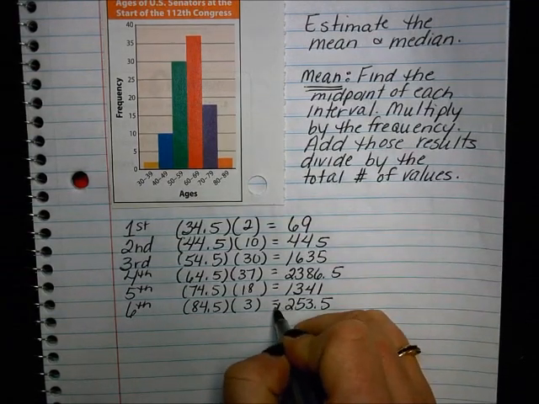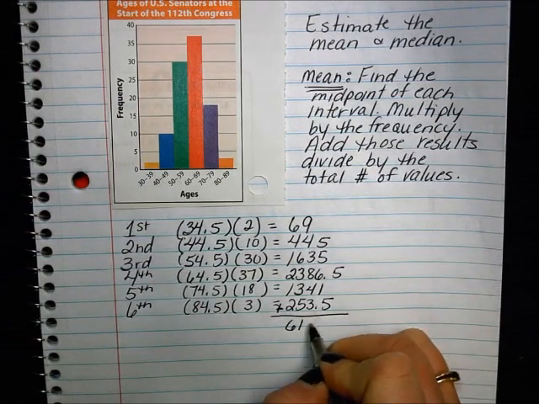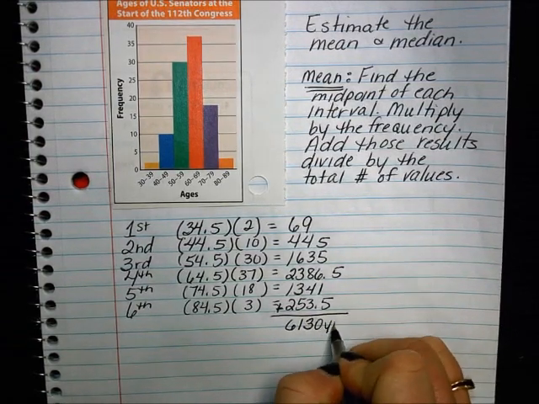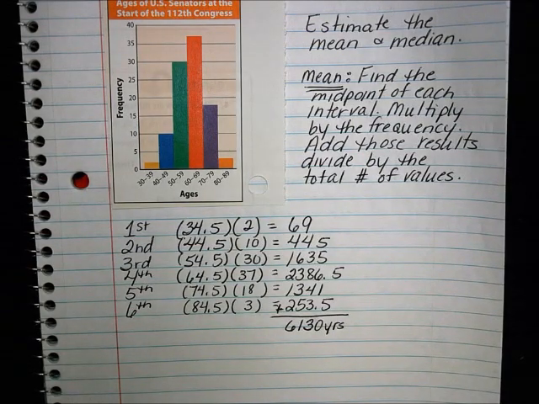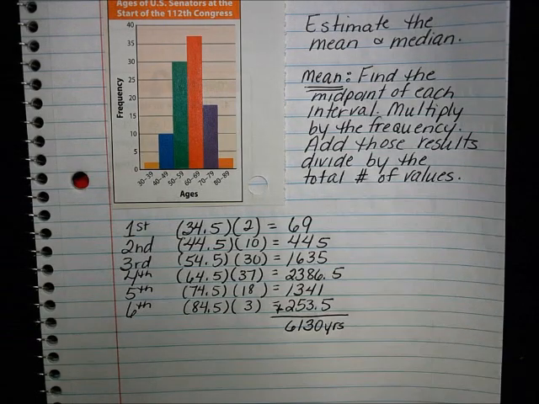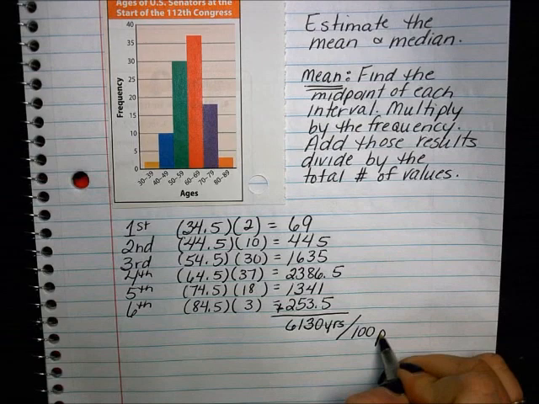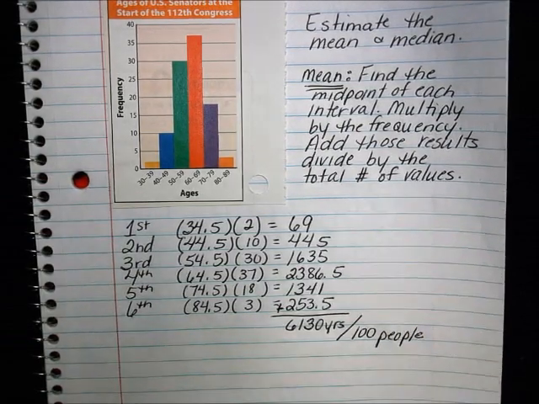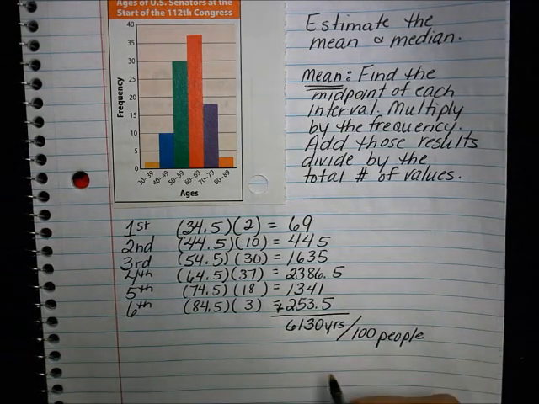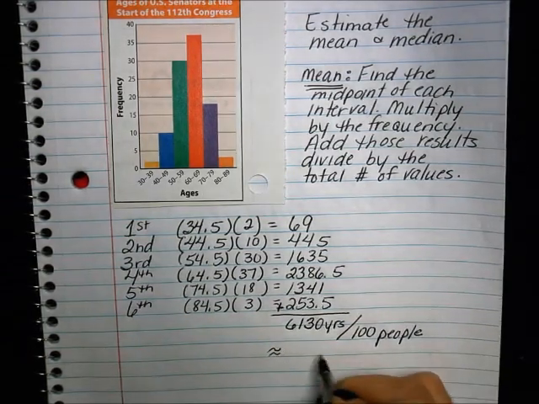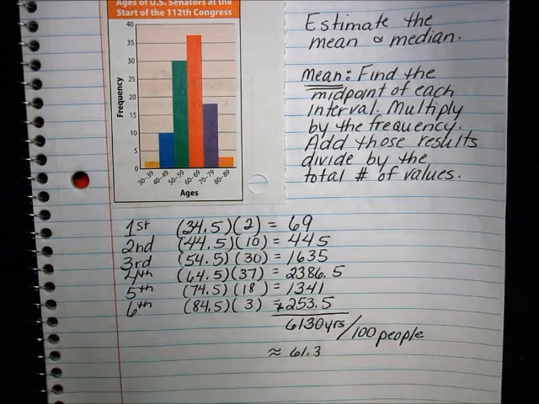So now let's add all these together, all these years, and it is 6,130 years. Now that's an estimate of about how old all these people are. I need to divide that by the 100 people or senators. If you add up all the frequencies, there's 100 senators. And if you do that, you get approximately 61.3.